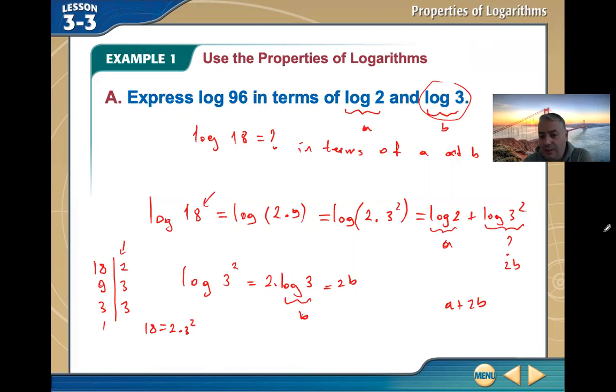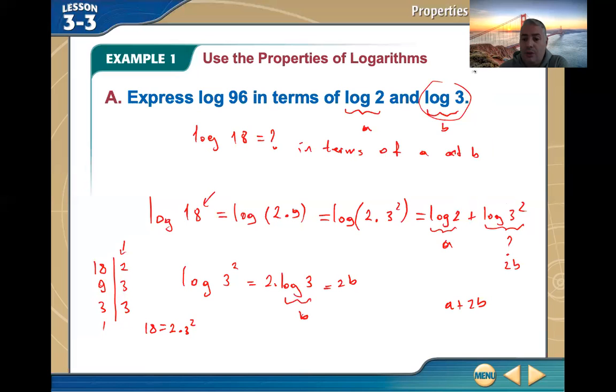Any question? Let me check. Shaza, it's good, but at the end we should say that power 2 comes in front, and instead of log 2 we say a. Okay, Zehra, we don't have multiplication, we have addition. So let me say here, this is addition.